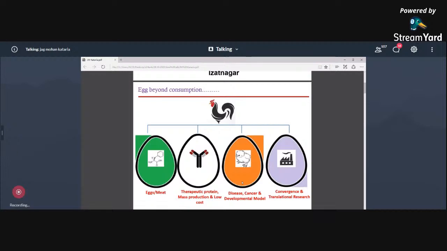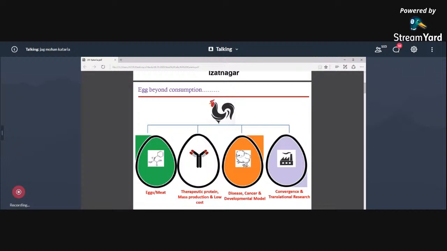First we eat egg and meat. Eggs are also used for therapeutic protein production, with mass production and low cost. We make so many other things from the egg powder. We separate the albumin, we separate the egg yolk and use it for different purposes. Also, as a disease and cancer development model, the small egg is very handy and can be easily managed. A lot of egg embryos can be put into the incubator at a time, requiring very less space. So it is very economical, quite handy and very convenient.